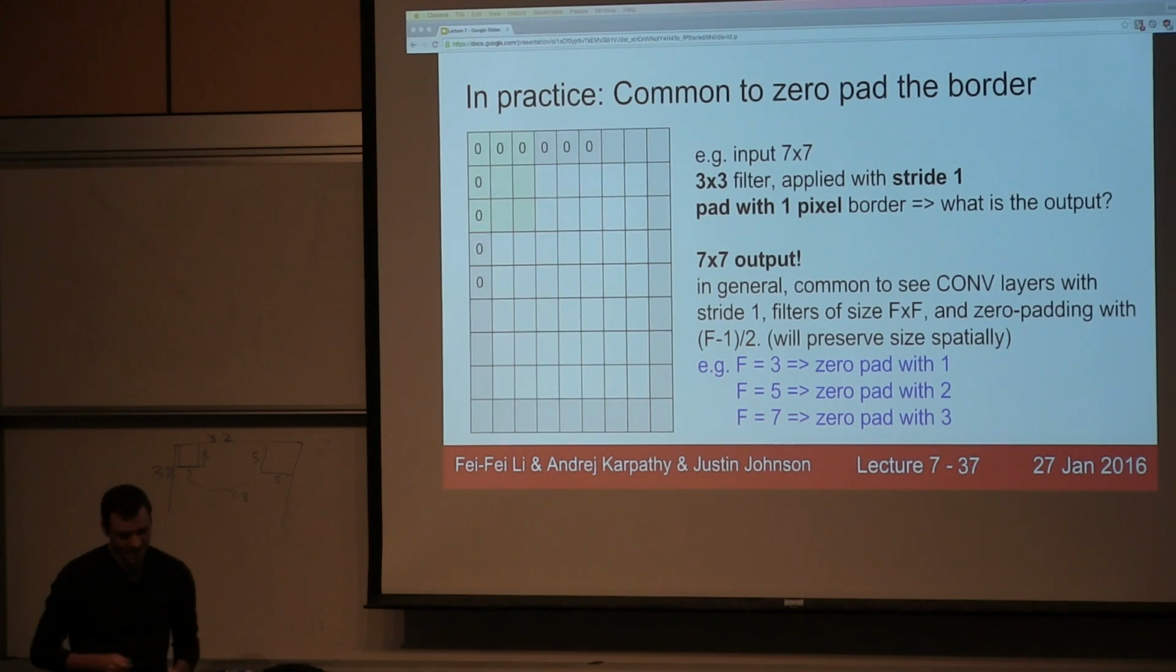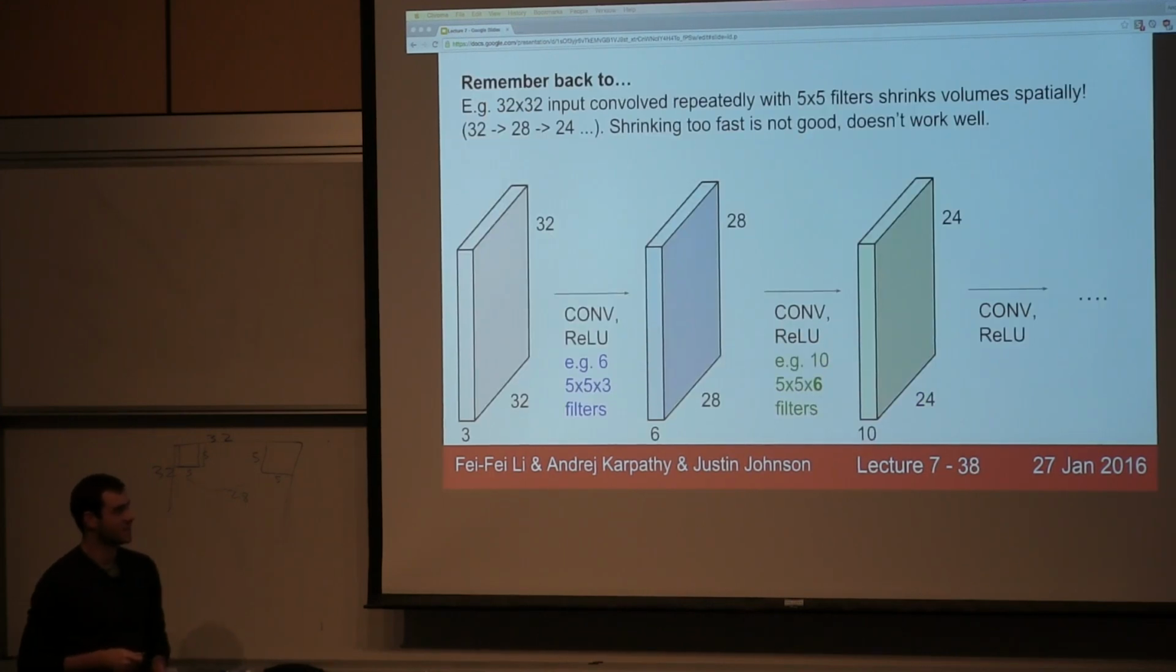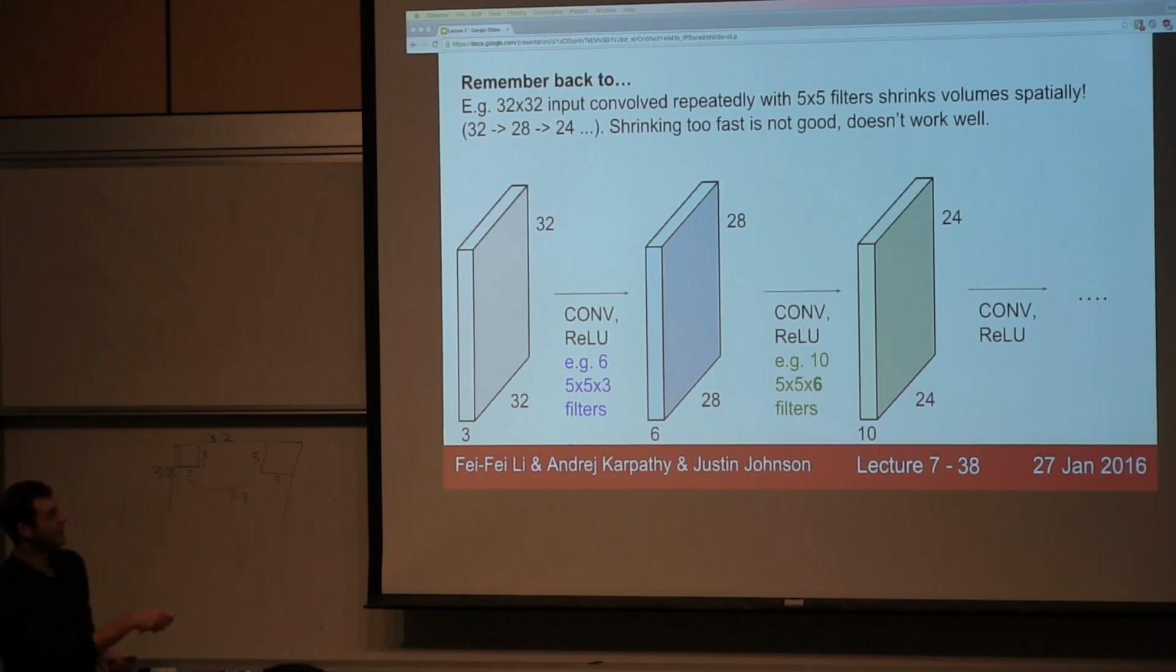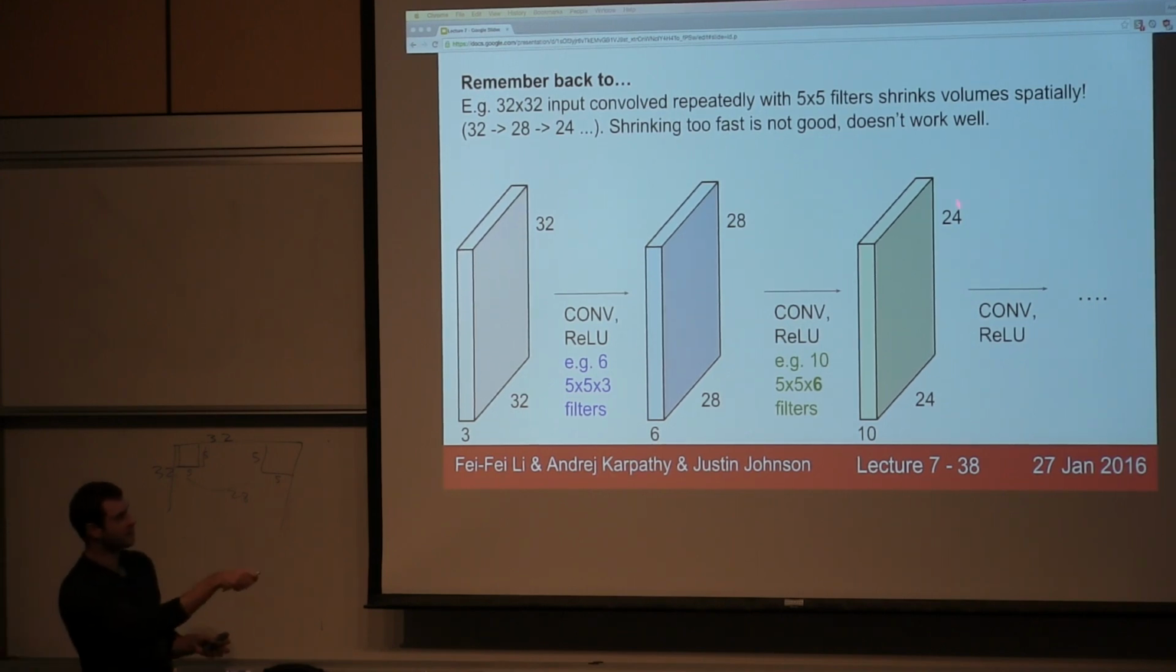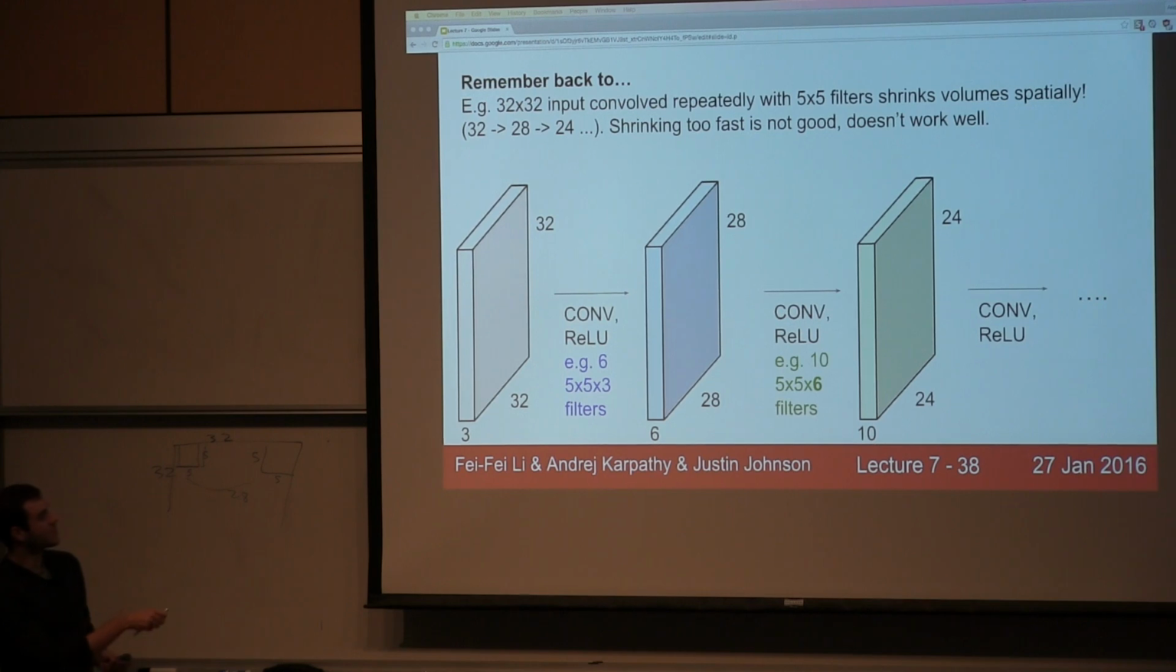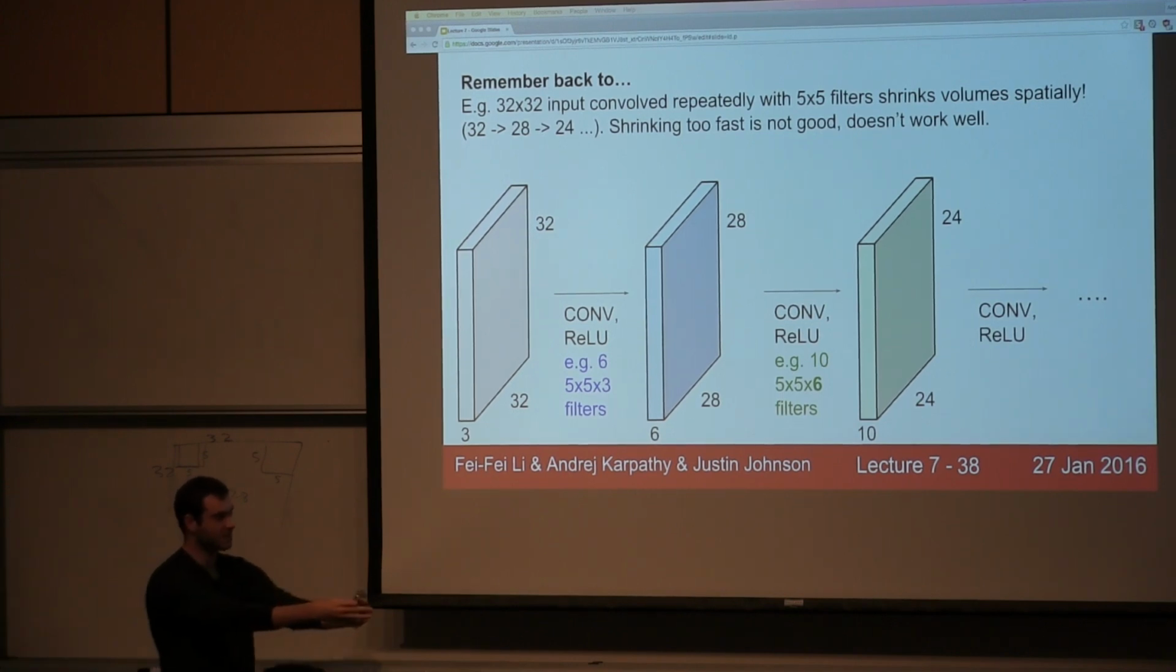Okay. And so one nice property of preserving the spatial sizes, we'll see, is that if you don't do it, then what's going to happen, as we saw in an example from a few slides ago, if you just take 5 by 5 filters and you start convolving on top of a 32 by 32 image, you'll see that the size just shrinks over time. And this is not a nice property to have. We went from 32 to 28 to 24, and you end up with a very quick decrease of spatial size.